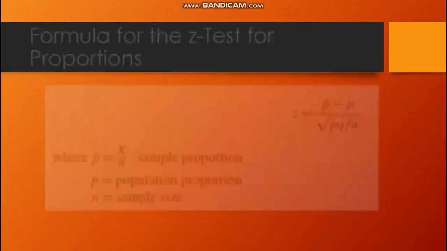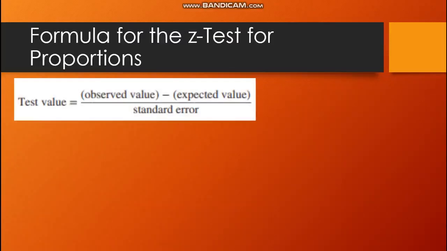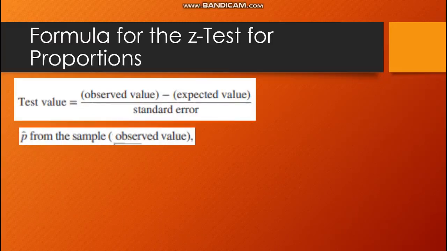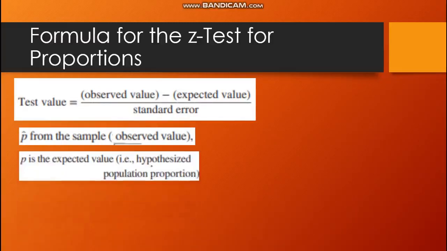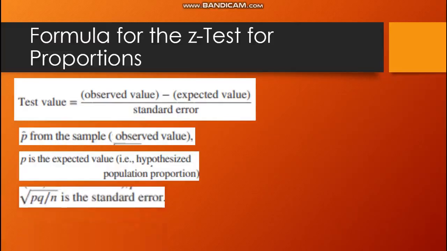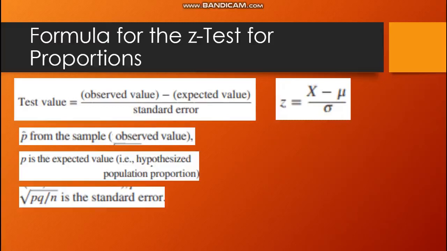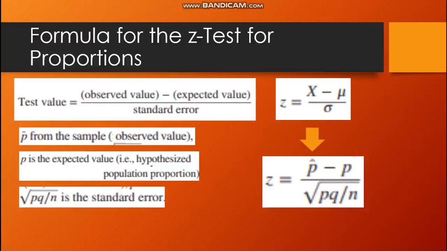Okay? And the derivation of this formula is based from the general formula in testing our value, that is observed value minus expected value over standard error. Yung p hat natin, yung observed value, that is came from the sample. And expected value, yun yung ating population proportion. And the square root of pq over n is the standard error. So using the formula for z-test, we have x bar minus mu over the sigma. Our formula for the z-test for proportion is this one, p hat minus p all over the square root of pq over n.